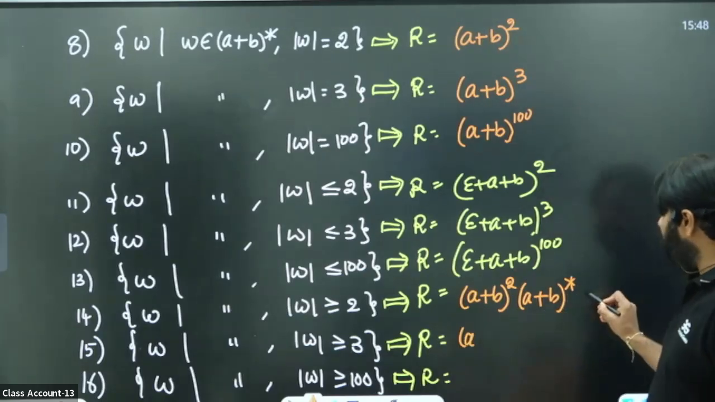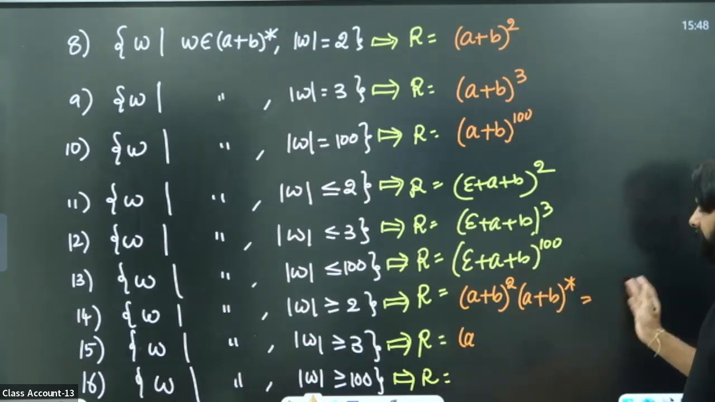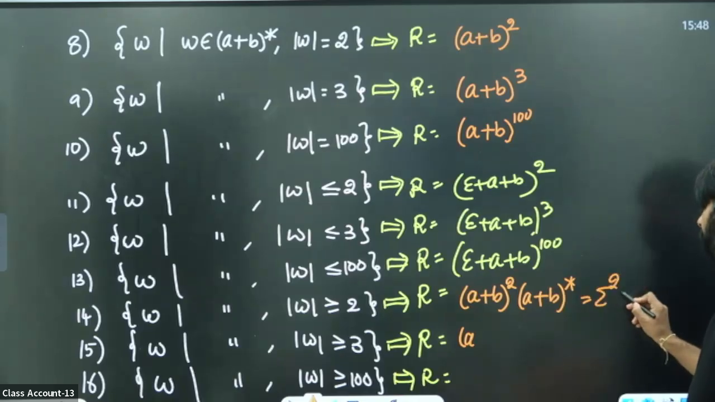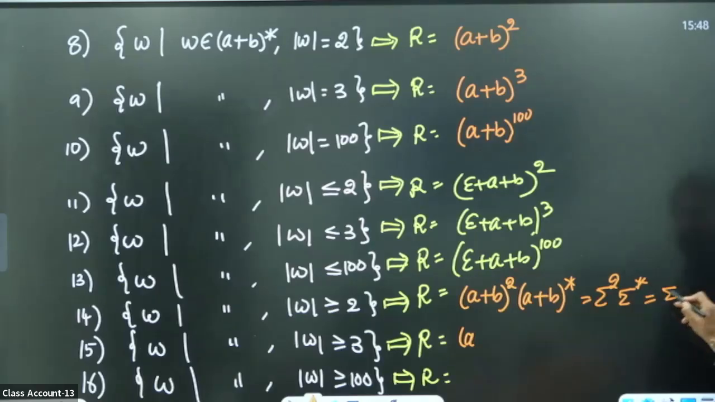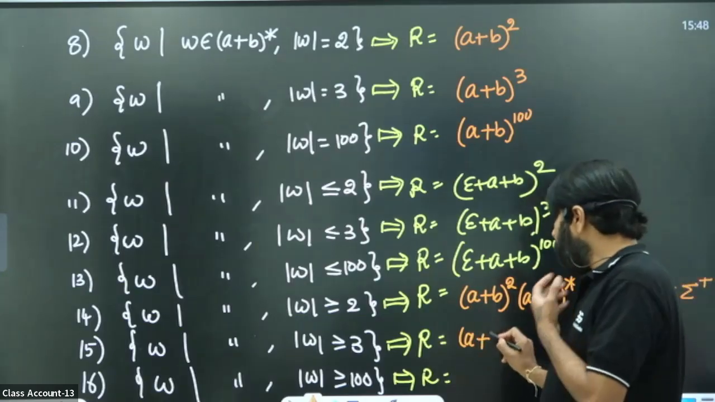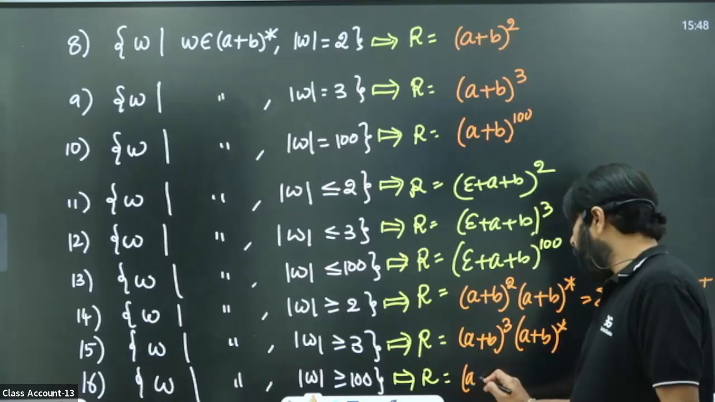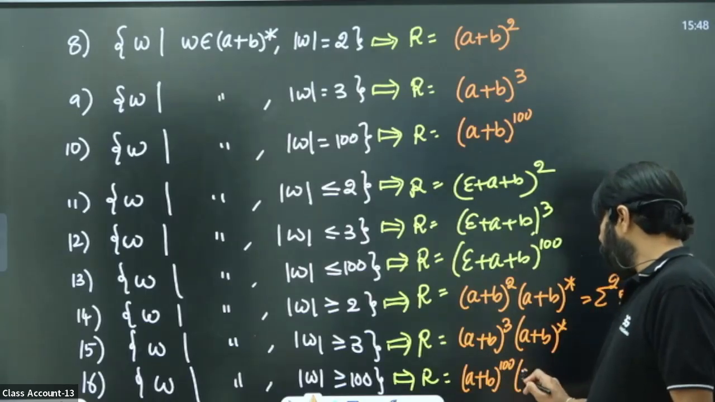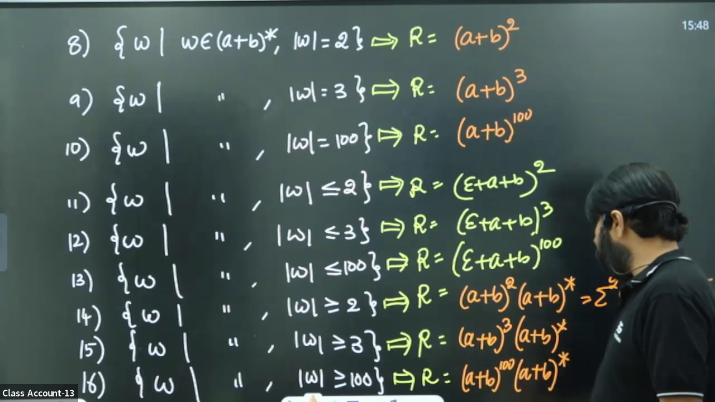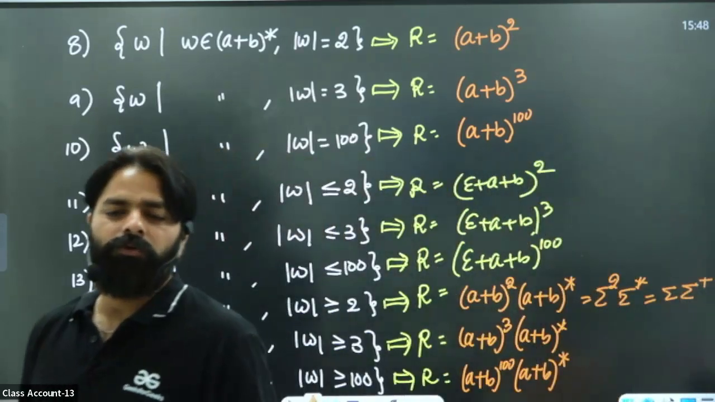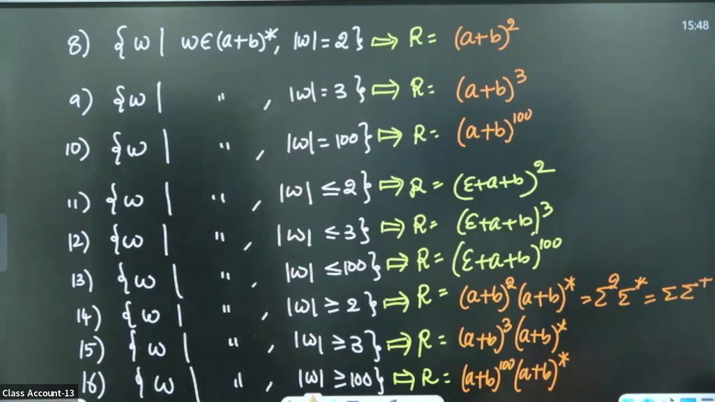Similarly, you can write this another way. How? Sigma square, sigma star. You can also write one sigma, and the other sigma you can keep with the sigma star. Sigma star will be sigma plus. Similarly, a plus b power 3, a plus b whole star. A plus b power 100, simple expression I am writing. As you know, there are infinite ways to answer the same question. All understood? Let me know if you have any doubt.